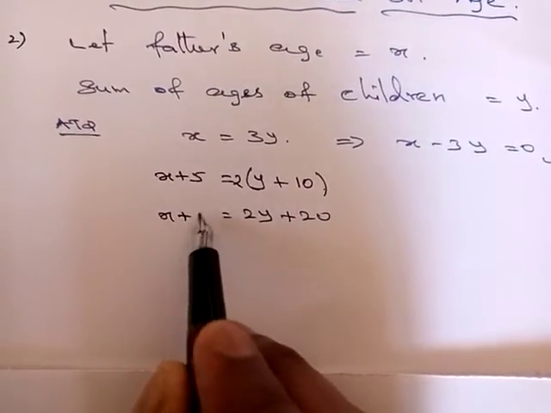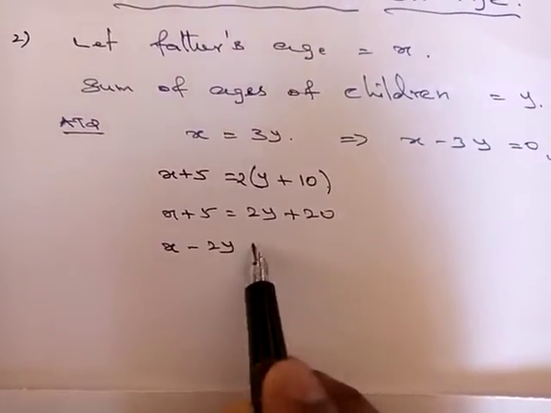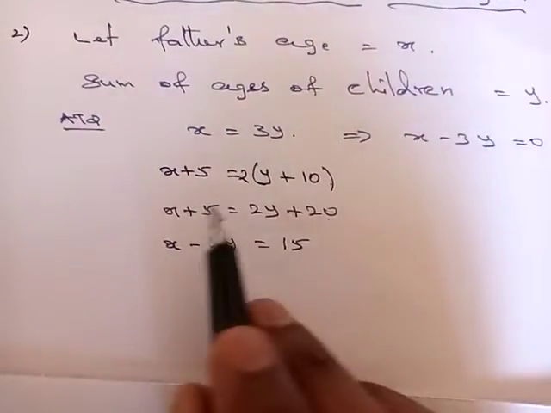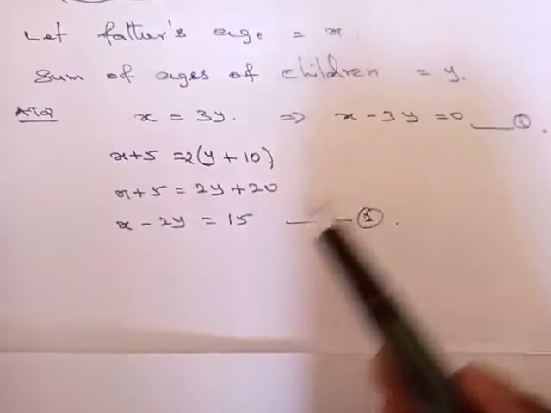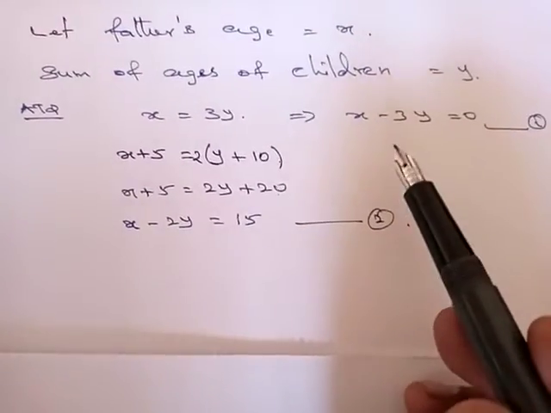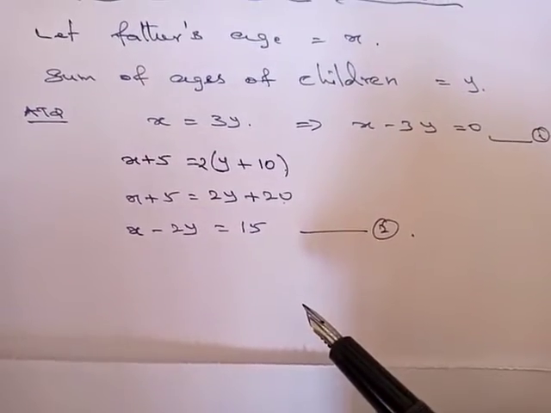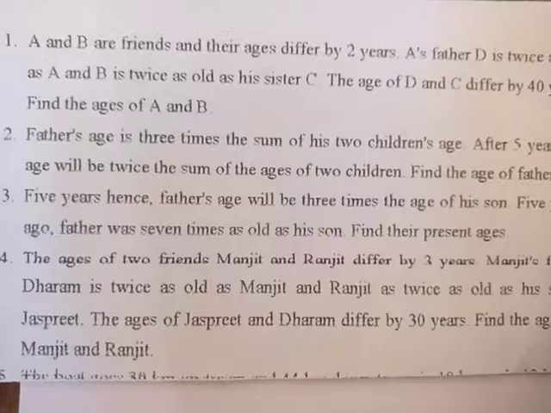Here x plus 5 equals 2y plus 20. Bring 2y to this side, so x minus 2y is equal to 20 minus 5, that is 15. This is the second equation. So you know how to solve these two linear equations. Use any one method and solve these two. You can get the x value and y value. x is nothing but the father's age. That is what they are asking.